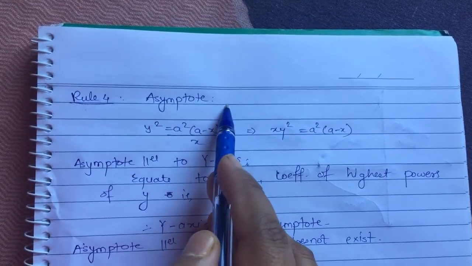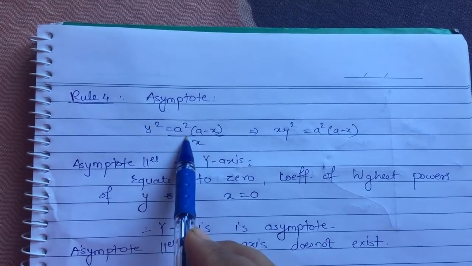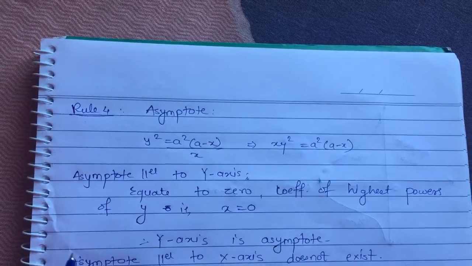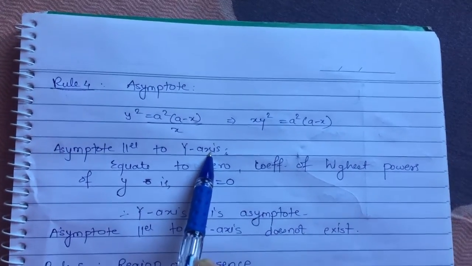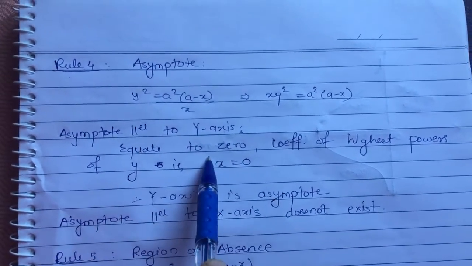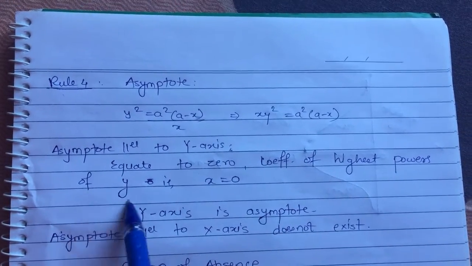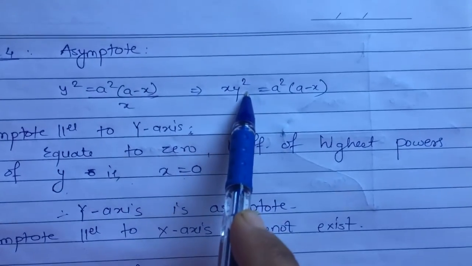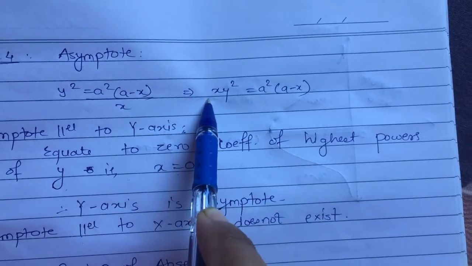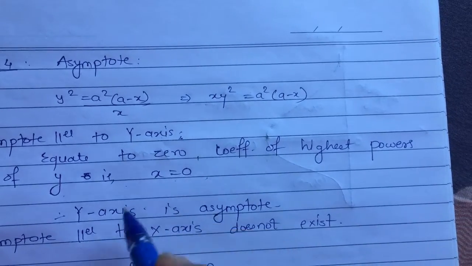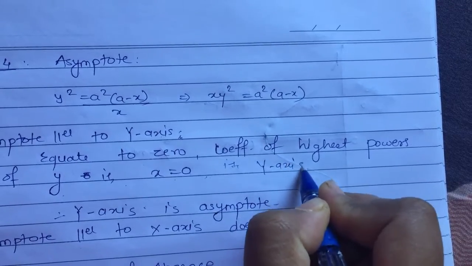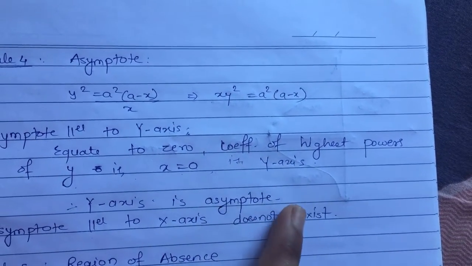Okay. Now the next rule is to find the asymptote. So simplify this. You get x y square equal to a square into (a minus x). Now, asymptote parallel to the y-axis. How did we find it? Equate to 0 the coefficient of the highest power of y. What is the highest power of y here? y square. What is its coefficient? x. So equate it to 0. x is equal to 0, that is the y-axis, right?